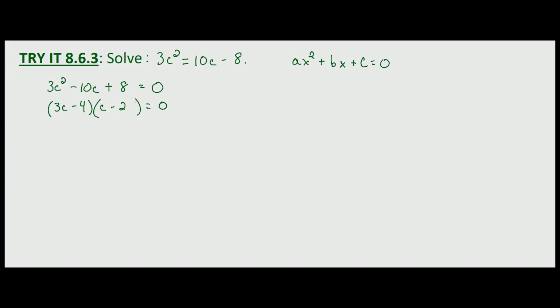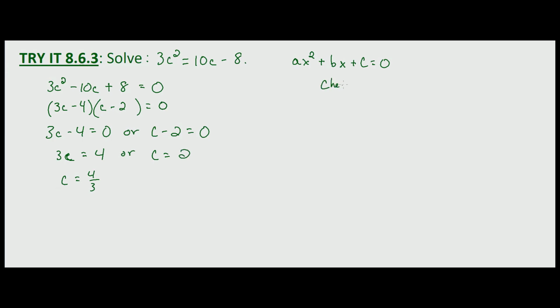3c minus 4 times c minus 2 equals 0. And now we're back to the same old problem of using the zero product property. We set each of the factors equal to 0: 3c minus 4 equals 0, or c minus 2 equals 0. Add 4 to both sides of this equation, we get 3c equals 4. Divide both sides by 3, and we get c equals 4/3. Or if we add 2 to both sides of this equation, we get c equals 2. So here are tentatively our two solutions.